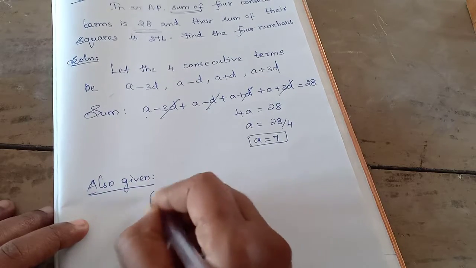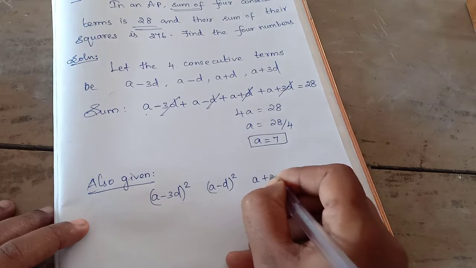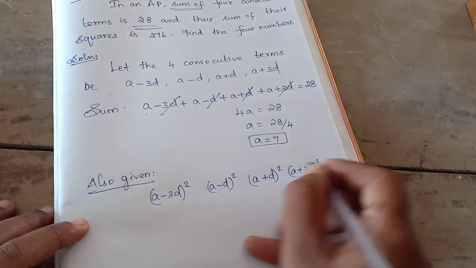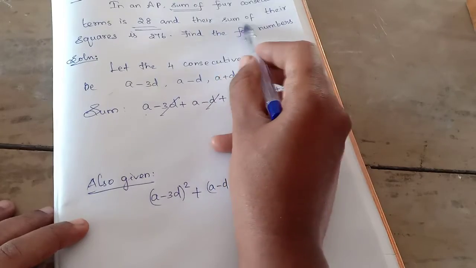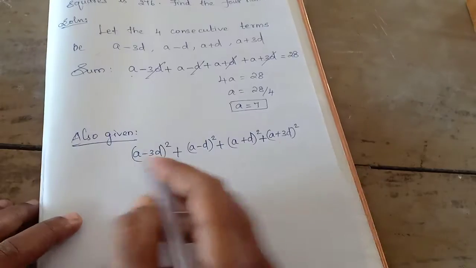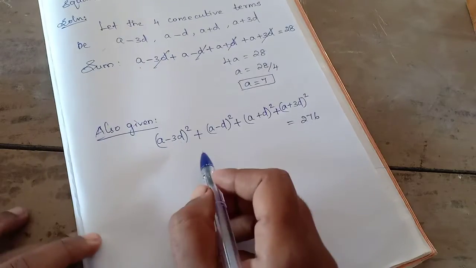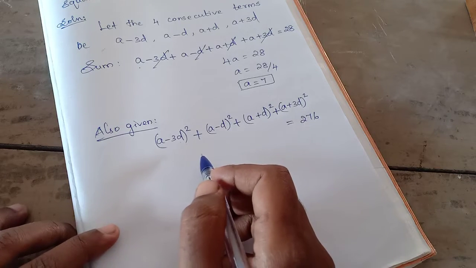A minus 3D the whole square. Then A minus D the whole square. Then A plus D the whole square. Then A plus 3D the whole square. So each term connected with plus because their sum only is given. So sum of the squares, for square we need to take and after that their sum, which is equal to 276. Got it? Then we need to expand using which formula? A minus B the whole square, A square minus 2AB plus B square.